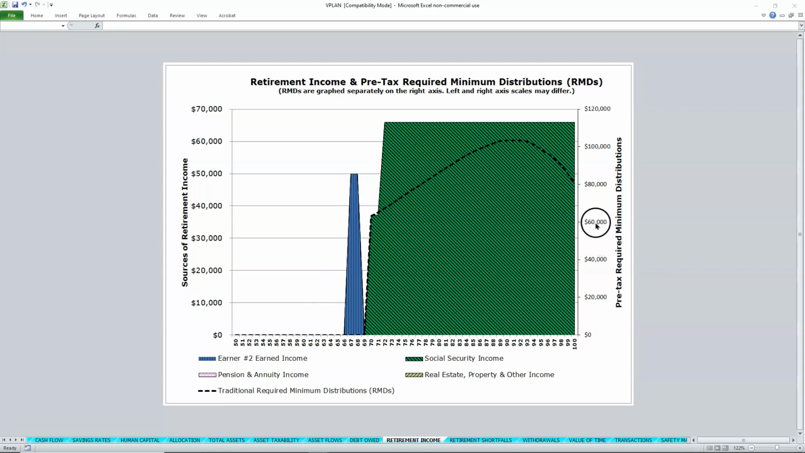Note that the right-hand vertical axis indicates the pre-tax amount of their increasing required minimum distributions. Some people think required minimum distributions are income, but RMDs are really just forced traditional retirement account distributions that are taxable as ordinary income. RMDs can cover negative cash flow, but any RMDs left over after expenses and taxes are just reinvested financial assets that are shifted to taxable accounts. Next, we will click and view the blue-tabbed Retirement Shortfalls graphic.